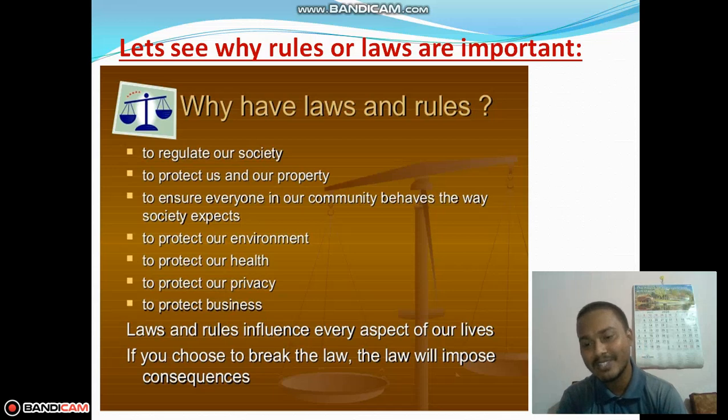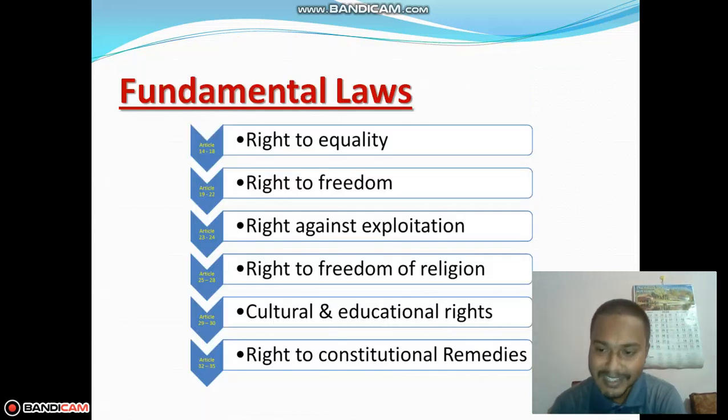If you choose to break the law, as I told you before, there is always a penalty, whether you break a law in the school or anywhere. The law will impose consequences. There will always be consequences if we break any law. Now this is something extra. As I always tell you, some extra should be there.